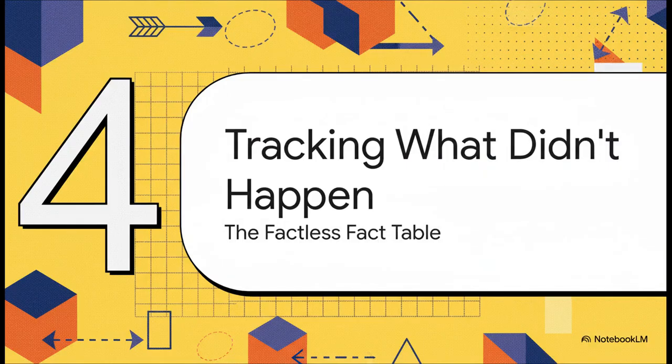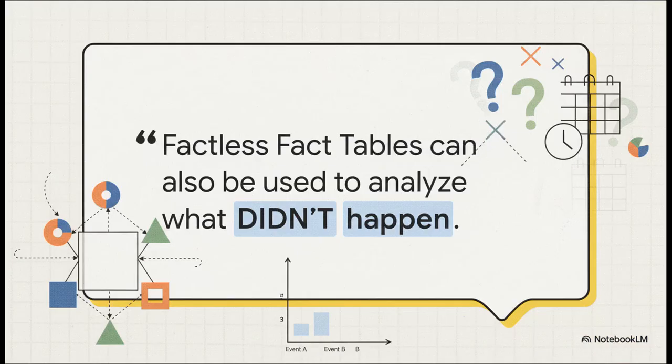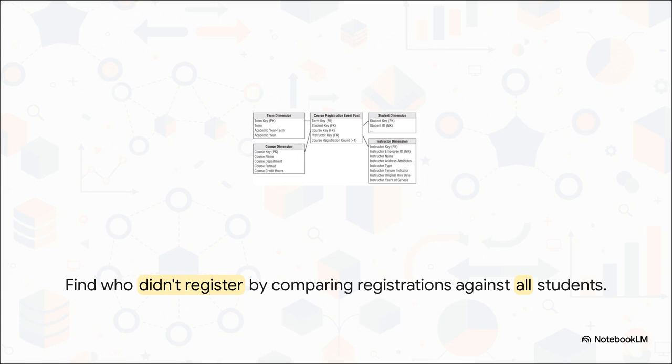But what if you want to analyze events that never even occurred? This is where a really fascinating and, honestly, a kind of counterintuitive concept comes into play. It's called the factless fact table. So how does it work? Well, it works by just capturing the relationships between different dimensions, like which students registered for which courses. And that lets you find the gaps, the events that didn't happen. You can compare who did register against everyone who could have registered and instantly see who is missing.